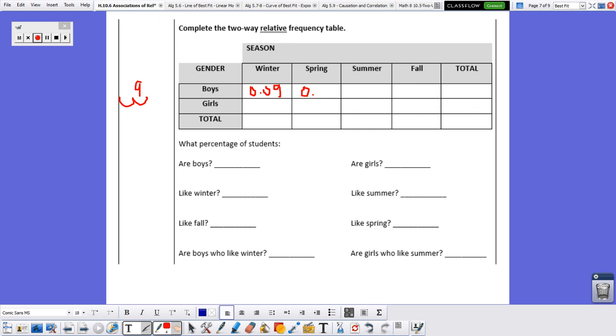So 0.07, 0.11, and so on. If you've got the hang of this, go ahead and work ahead and then check your answer up here on the board. We know our total has to be 1 always.